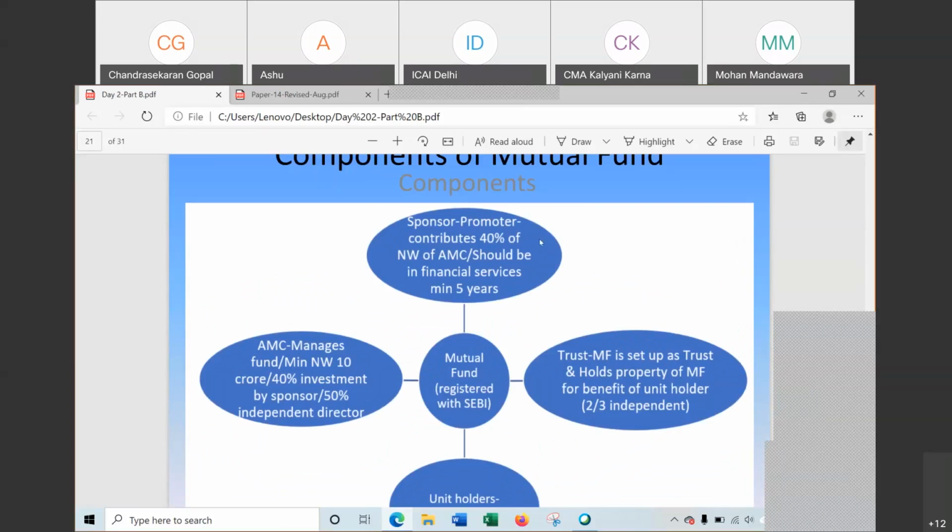One component is the sponsor. Who is the sponsor of a mutual fund? Sponsor is the promoter. Now the promoter contributes 40% of the net worth of the AMC, just as a promoter of a company. Sponsor is like the promoter of a company, and 40% of the net worth is invested by the promoter. And it should be financial services. That sponsor will be only that person who has been in financial services for a minimum of 5 years. Promoters will be those who have at least 5 years in financial services.